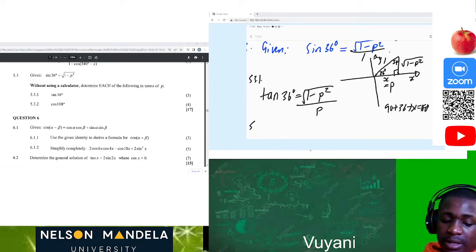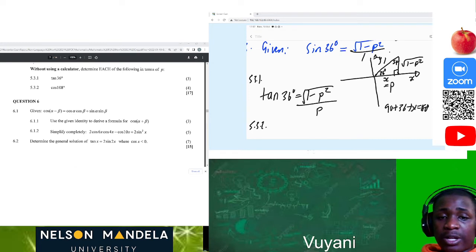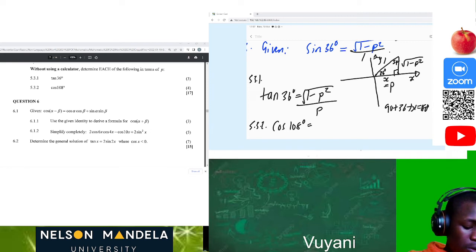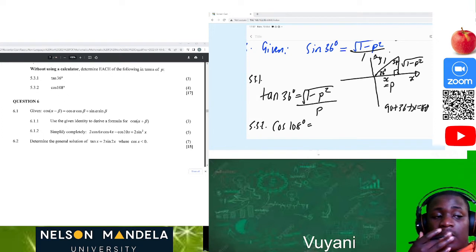Then 5.3.2, they want you to calculate cos of 108 degrees. So how do we do that? We are given 54 there. So let's look at how we are going to do that, because we must get the values which we want and be able to determine cos of 108.